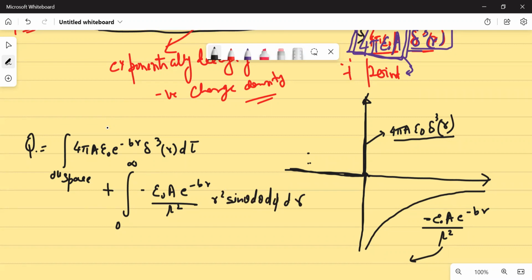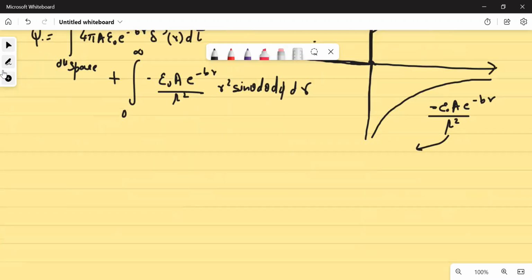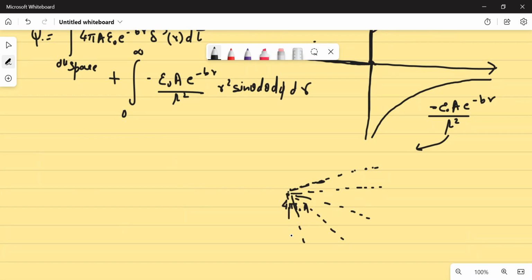So if you enclose this particular density, for example, if I want to find the total charge, I'll enclose it in some Gaussian surface. Here is your point charge, which is given by 4 pi epsilon naught a, and it is enclosed by an exponentially decaying charge density. If I make broader lines here, I'll make smaller and feebler lines further out. Okay, so this is how my negative charge will be distributed around your point charge.